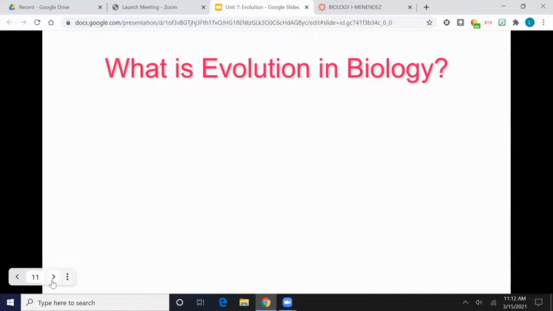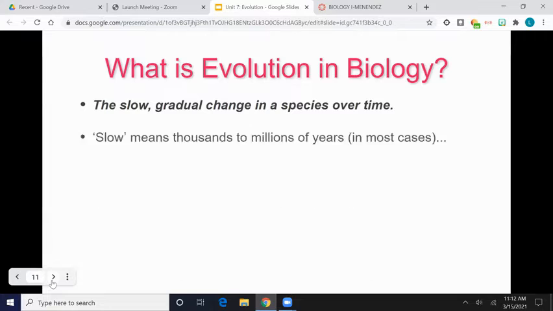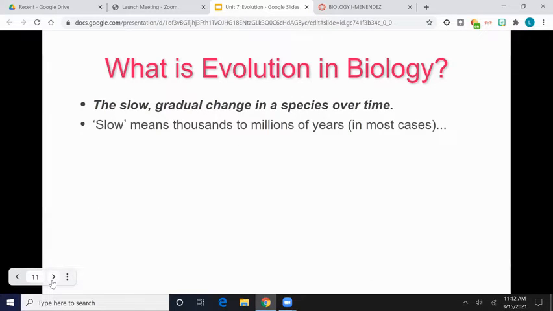So, what is evolution in biology? A more appropriate biological definition would be the slow, gradual change in a species over time, with the emphasis being on slow and gradual. When we say slow, we mean thousands to millions of years in most cases. Living things like most animals that we're aware of, and even ourselves, have taken millions of years to get where we are now.